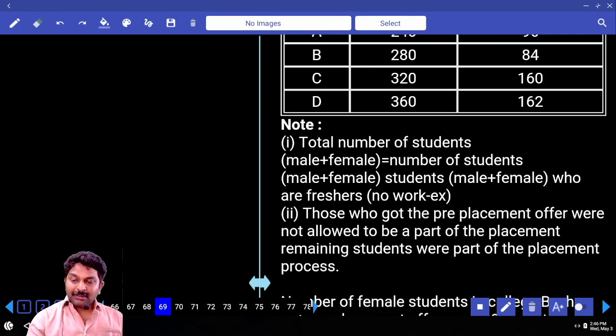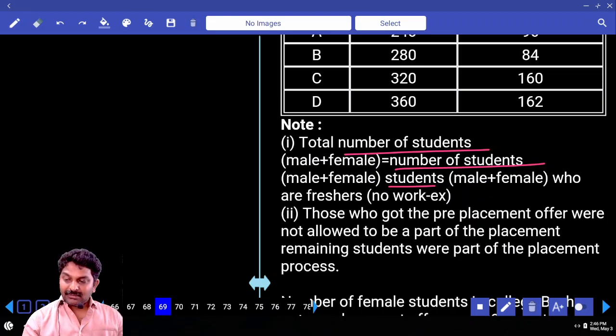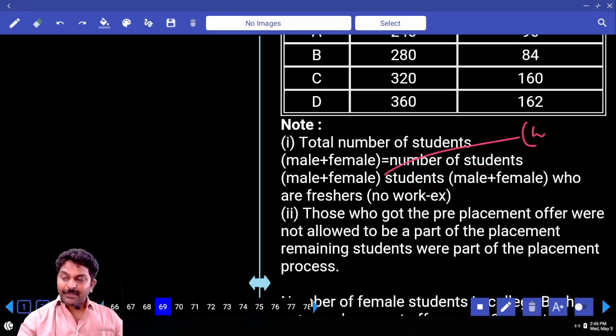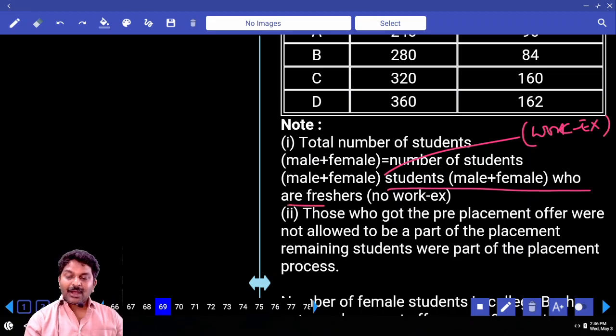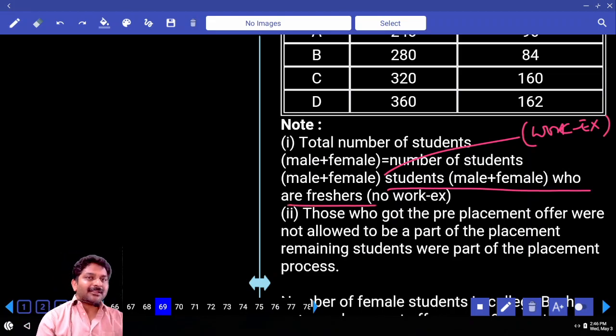Note: number of students is equal to number of students, here a bracket should be there. Here, number of students, bracket, who have work experience and students who are freshers. That bracket is missing. But intelligent people like you can understand, right?